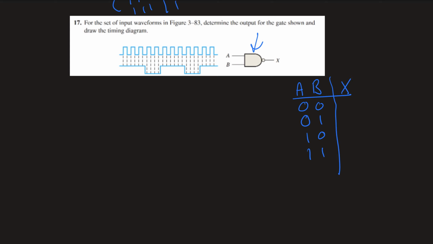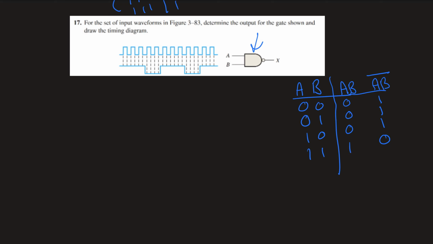Alright, my output is X. But I don't want to go straight there, because I can't remember what the truth table for a NAND is. I do remember what an AND gate is, though. An AND gate is only true when they are both true, when all of its inputs are true. And so if that's an AND, then a NAND must be this. Alright, so now I need to fill this thing out.